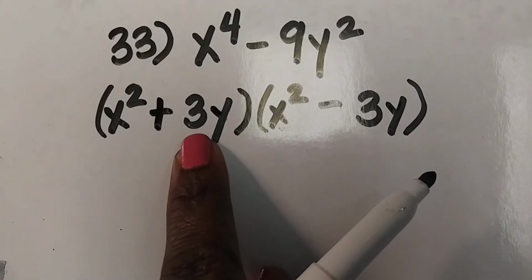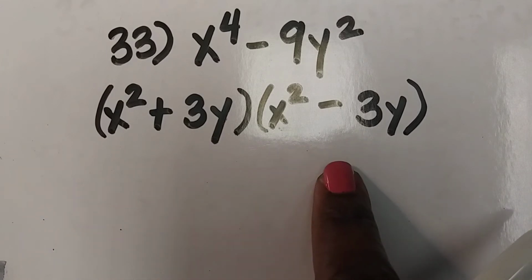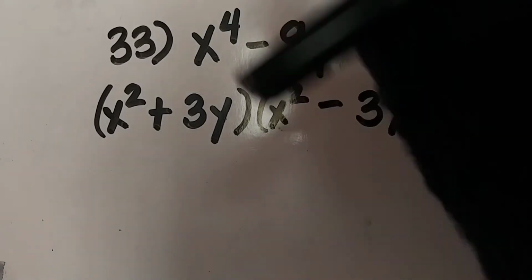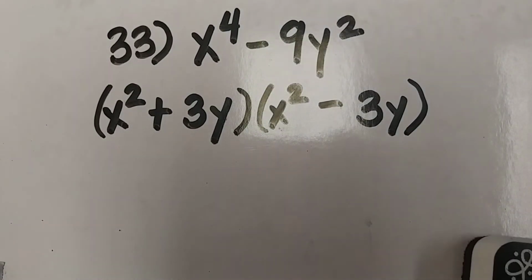I can't take the square root of 3. I can't think of two identical numbers that will multiply and give me 3. So that's why I wouldn't break this down anymore. And again, it says difference. That's a plus sign. So that's another indicator to tell me I can't break it down as well.